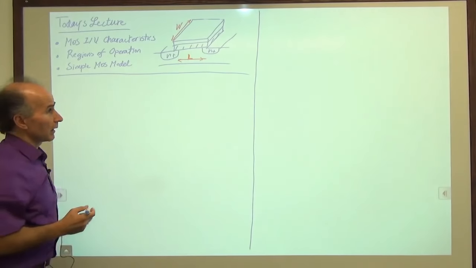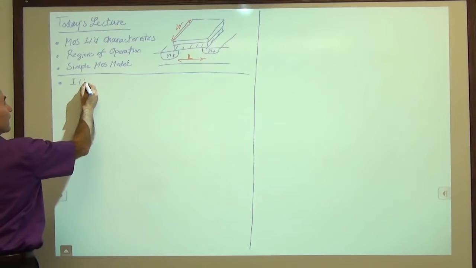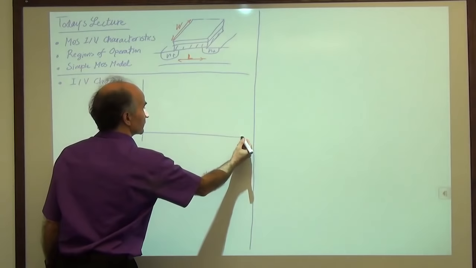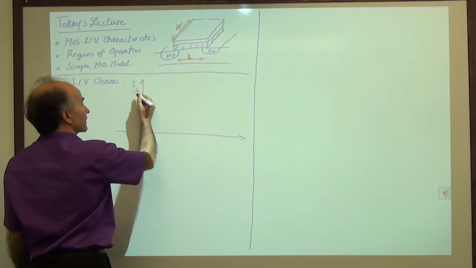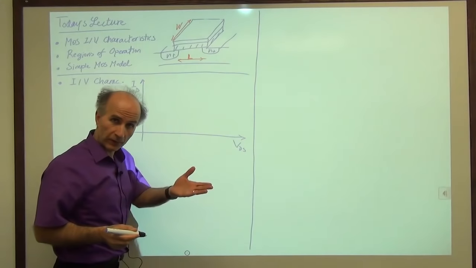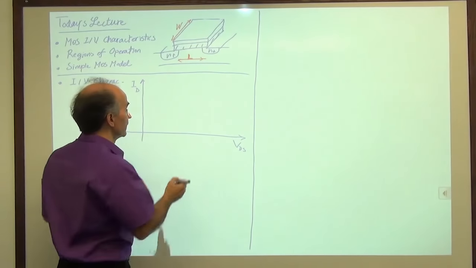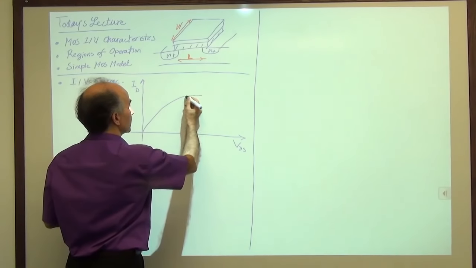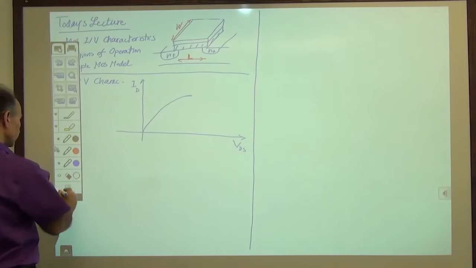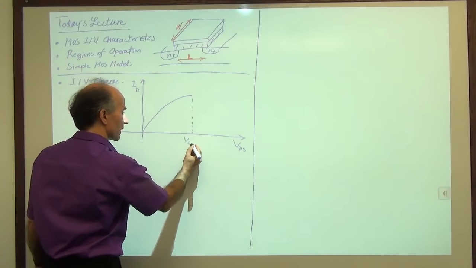All right, so let's draw those characteristics again. The IV characteristics that we derived last time looked like this. So we have ID as a function of VDS with a constant VGS. And of course, VGS is greater than the threshold to make sure that the device is turned on, meaning that it has a channel underneath the oxide. We go up and reach a maximum right here, and that maximum occurs when VDS is equal to VGS minus VTH.